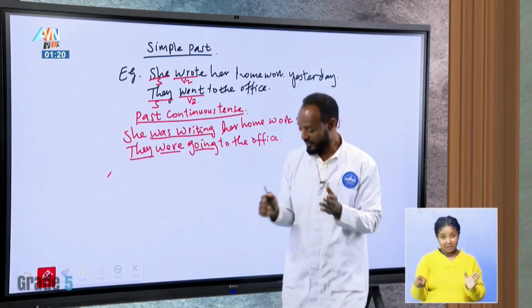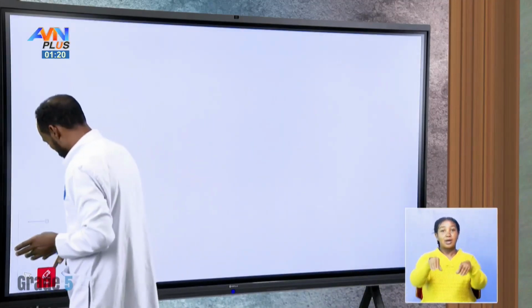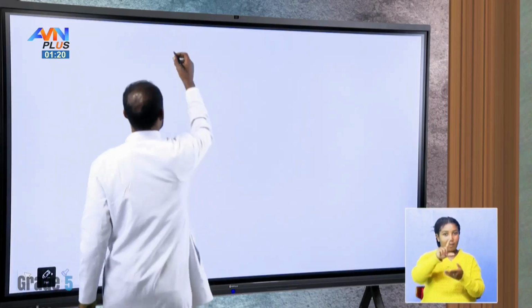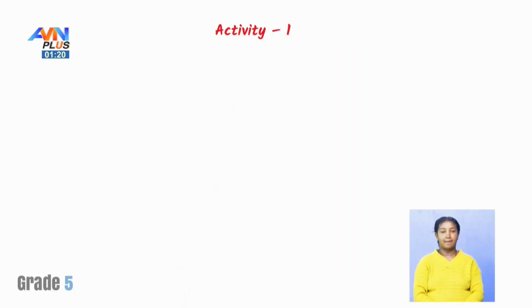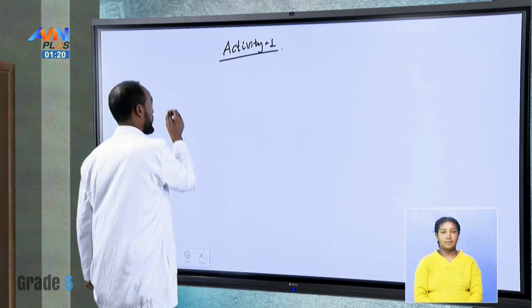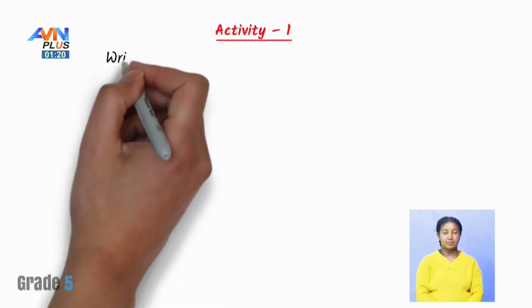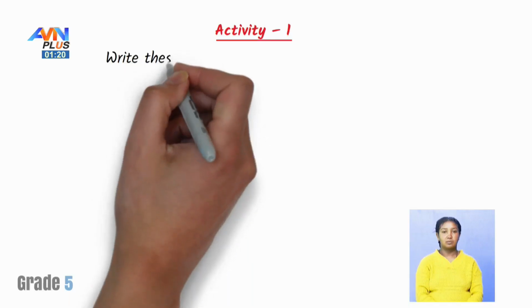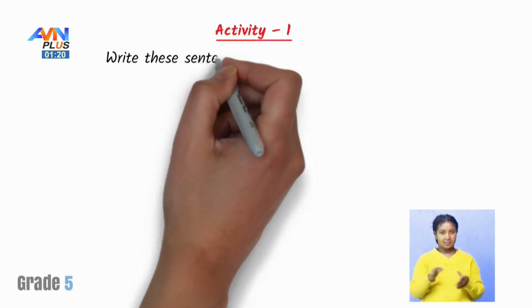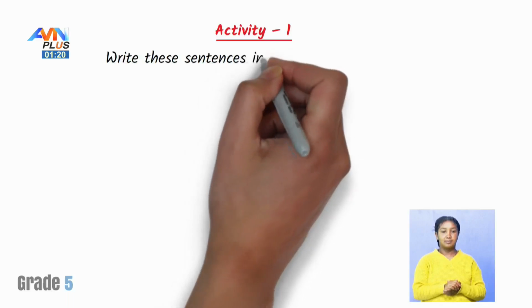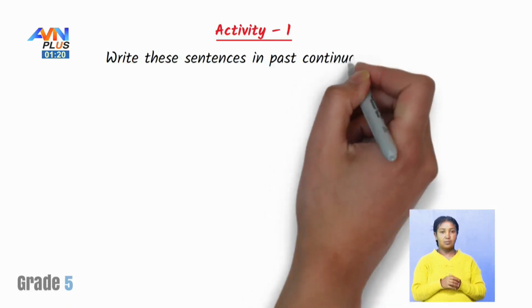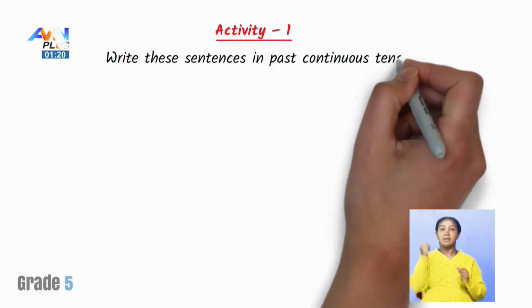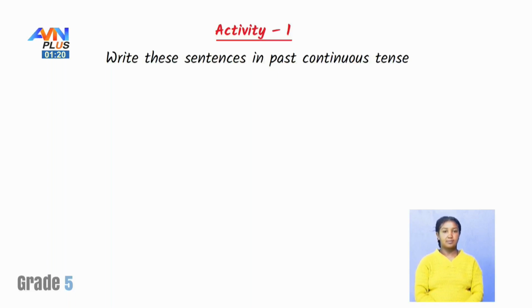Is it clear? Look. Now I want to give you an activity we should be done within 1 minute. Activity 1. Right. Change this sentence into this sentence in past continuous tense.